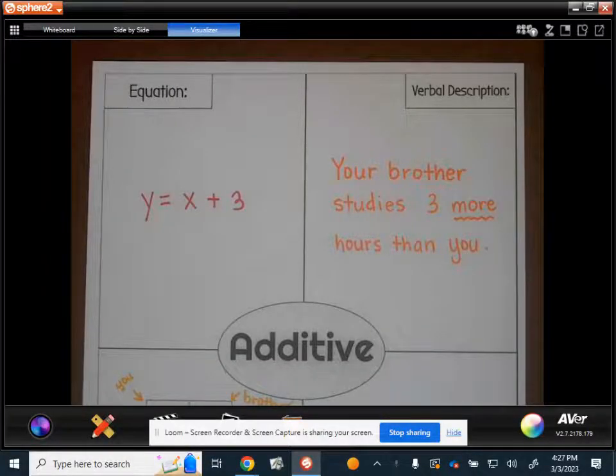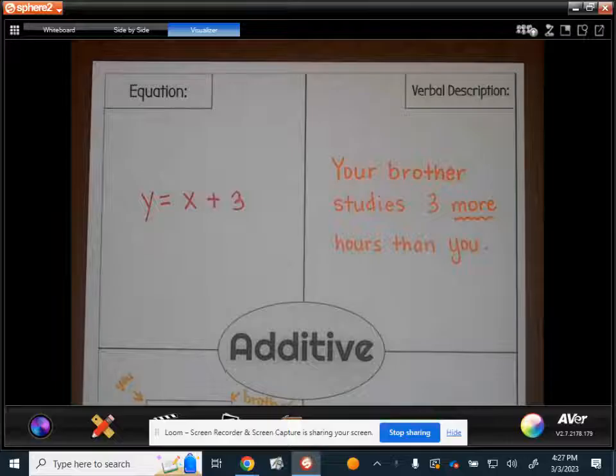In this one, it's about you and your brother. And if you have a brother like my brother, he always had to do the most. He was always extra. So this situation is that your brother studies 3 more hours than you. Whatever you study, he has to study 3 more hours.